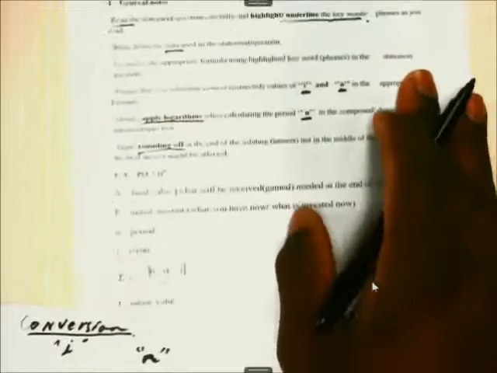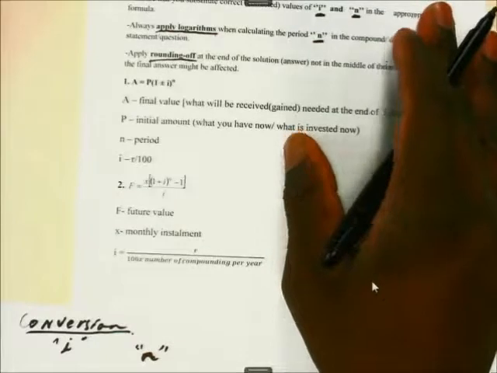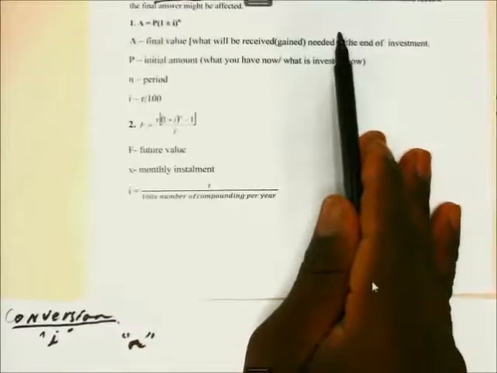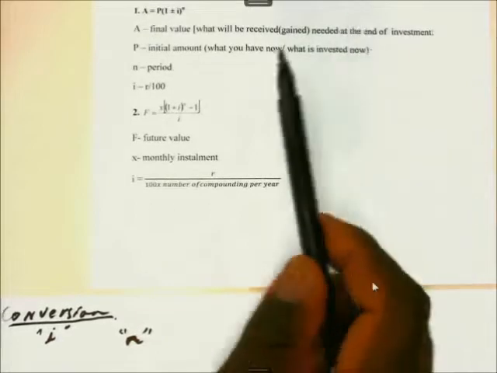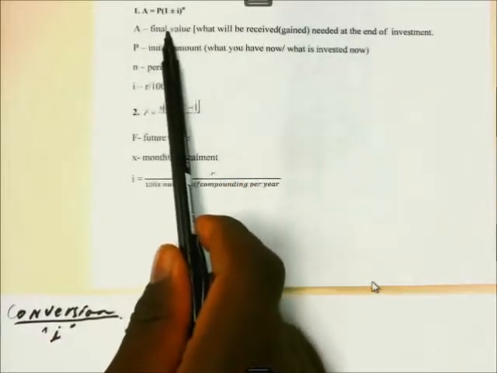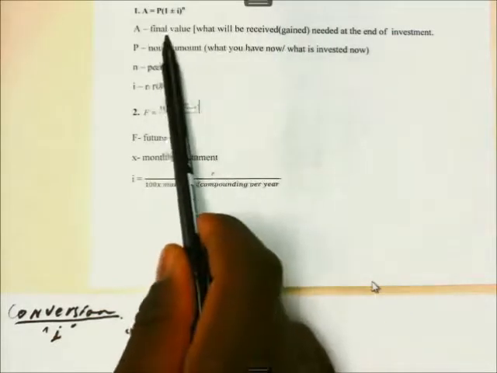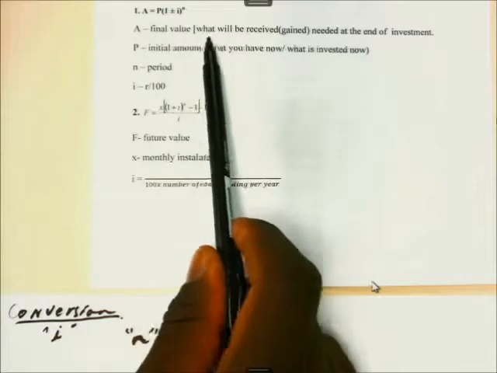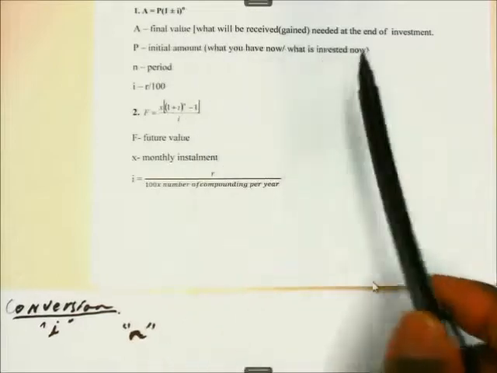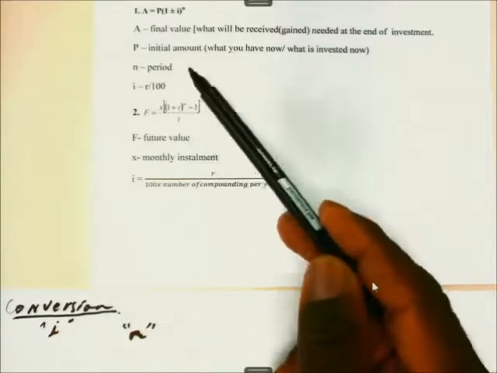On the same note, as you continue with the rows, as you can see, we've got the formula. But what is crucial here is that we're trying to identify the definition of the symbols that are used in our formulae. Like A, in financial maths, always represents the final value, what will be received or gained at the end of the investment.